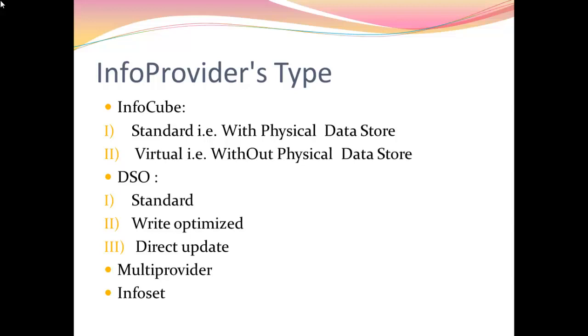Whereas the virtual type of InfoCube is further subdivided into 3 types. The first is based on DTP from direct access, when we are remotely accessing the data from SAP or another flat file as a source system. The second one is based on BAPI, whose full form is Business Application Programming Interface. It is used when we remotely access data from a non-SAP source system.